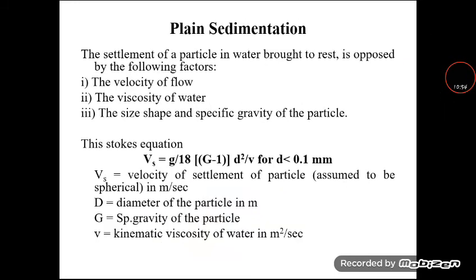The design aspects of the sedimentation tanks are the velocity of flow, capacity of tank, inlet and outlet arrangements, and shape of the tank. First of all, we have to decide the velocity. Then, based on the velocity and the quantity, we have to find out the capacity of the tank, that is, the volume of the tank. Then we have to decide the shape of the tank. Accordingly, it may be circular or rectangular in shape.